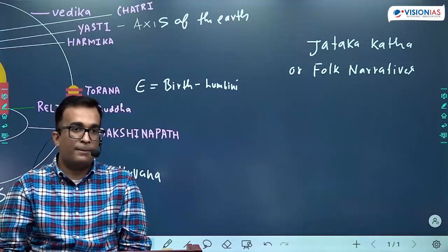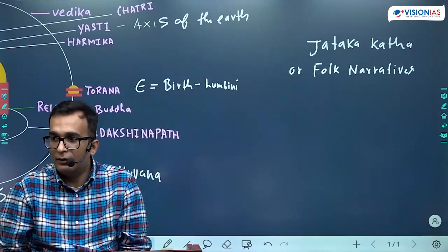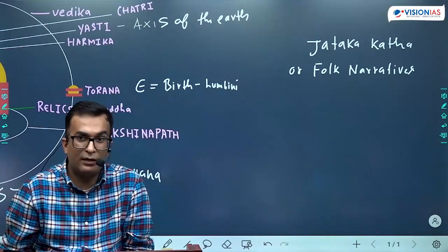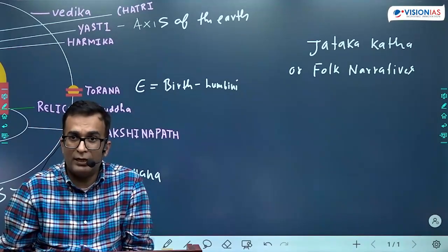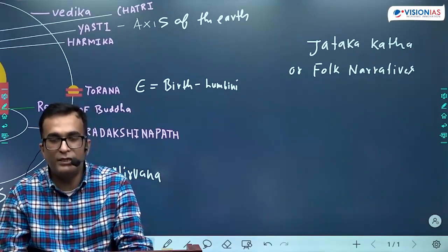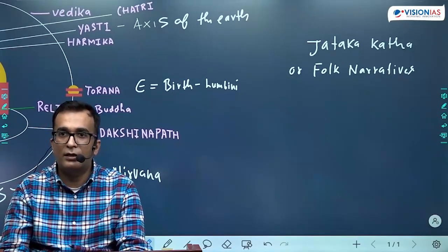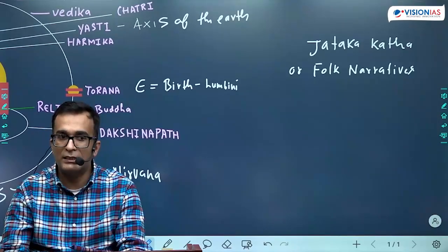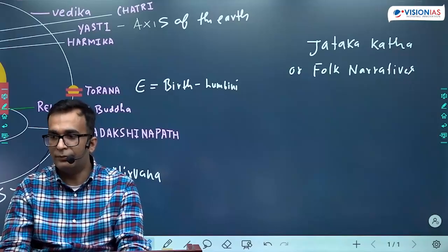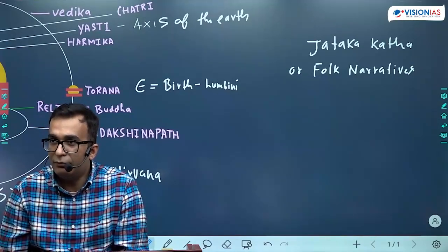Now write. East Toran. Point wise write it. East Toran represents his birth at Lumbini. South represents Nirvana at Bodh Gaya.